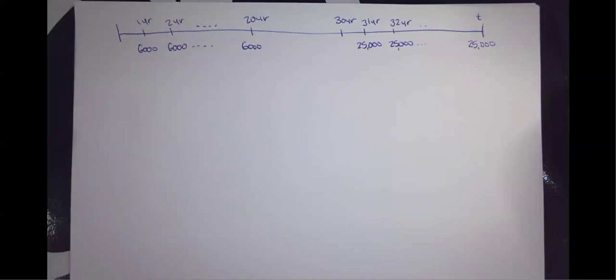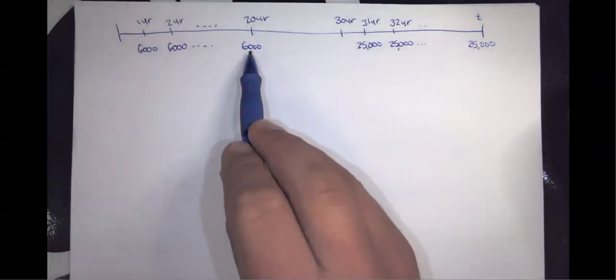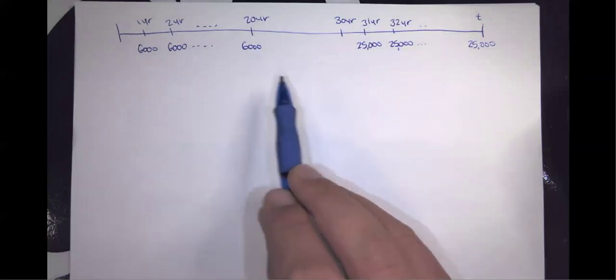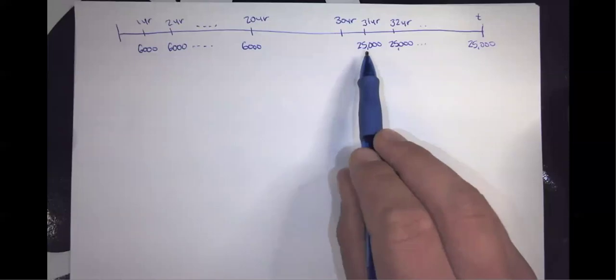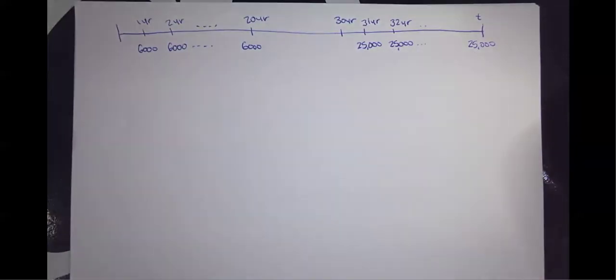What will be the value of Maria's RRSP when she stops contributing at 20 years? What will be the value of the RRSP after the accumulation period? And finally, how long will Maria be able to continue to withdraw $25,000 before the RRSP is depleted?